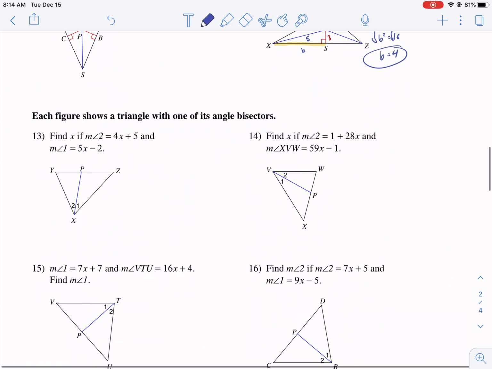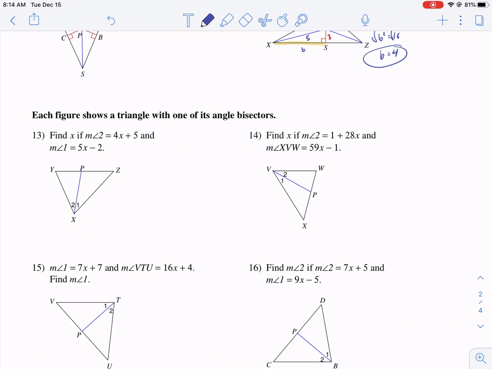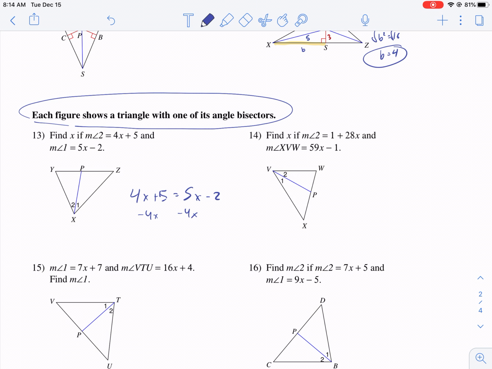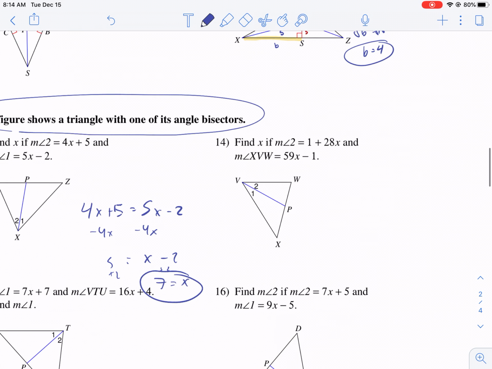Here we have: find x if measure of angle 2 equals 4x plus 5, and measure of angle 1 equals 5x minus 2. Each figure shows one of its angle bisectors. So if these angles are bisected, that means these angles are equal: 4x plus 5 equals 5x minus 2. I'm going to subtract 4x from both sides. I like combining the x's first. So we get x minus 2 equals 5, add 2. We get x equals 7. So it's as simple as that, setting up a relationship.